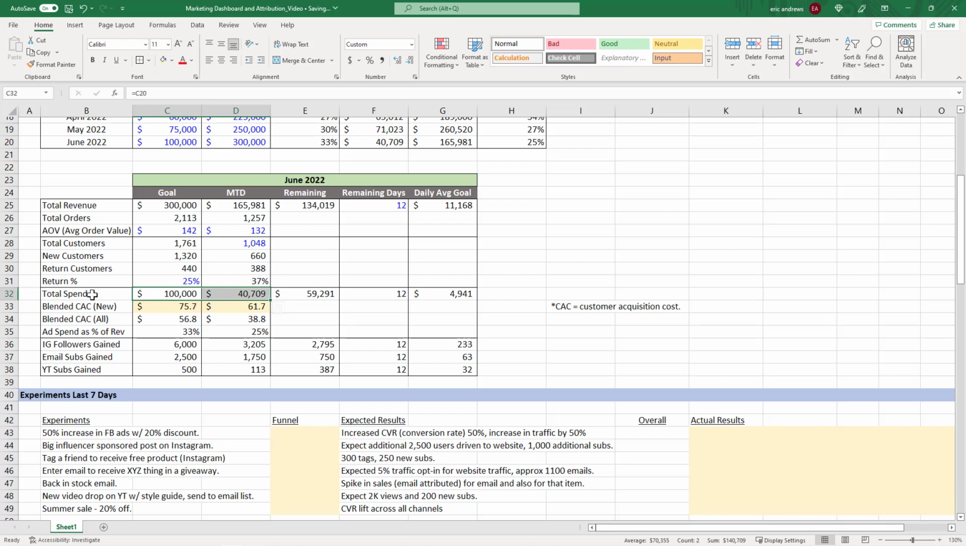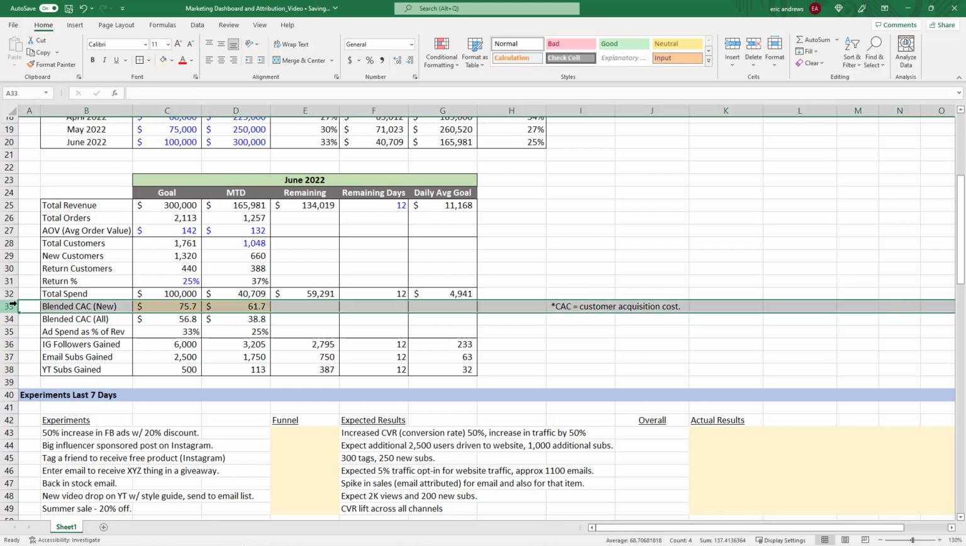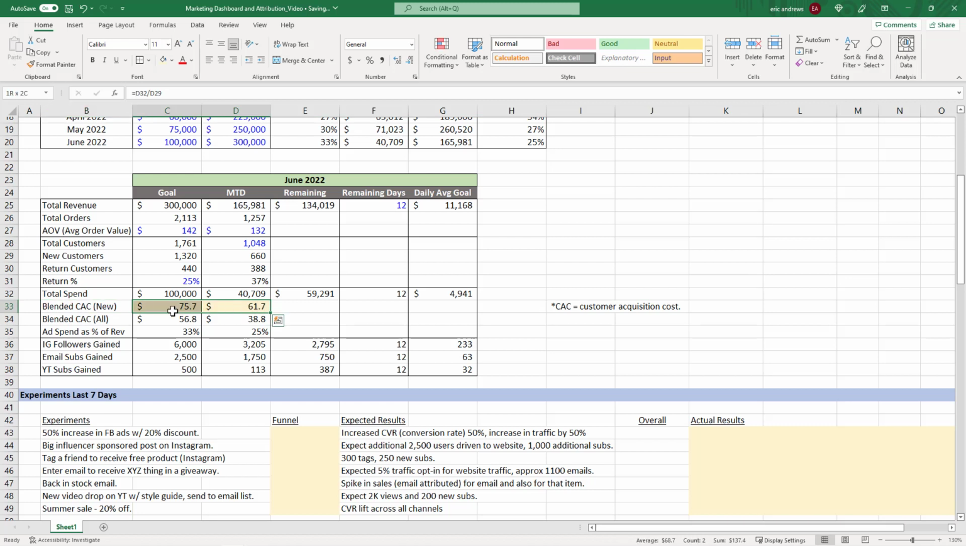And so for the spend and efficiency section, I say our target was 100,000. Remaining, we have basically 60,000. So we have about $5,000 a day to spend to try to hit our monthly goal. And next, let's talk about CAC. I'll include more videos about CAC if this is a new concept for you, but this stands for customer acquisition cost. This is the marketing that you spend to get one new customer to buy for the very first time. So if it's a returning customer, generally you would ignore that because the vast majority of your marketing is trying to get new customers to buy for the first time.